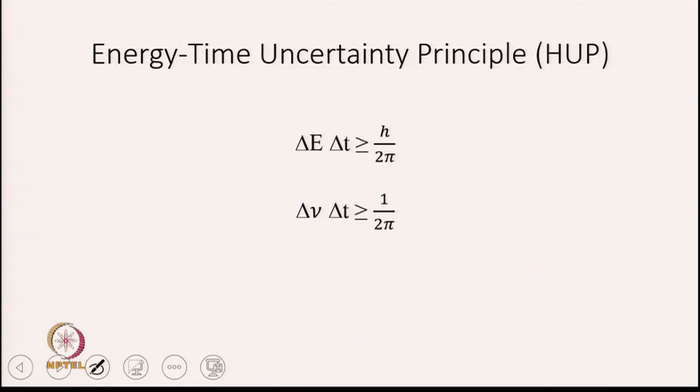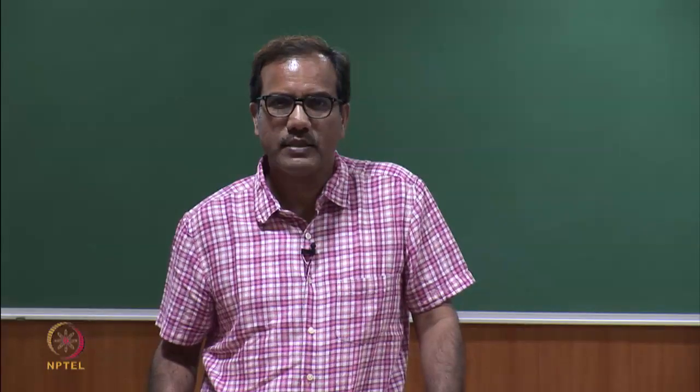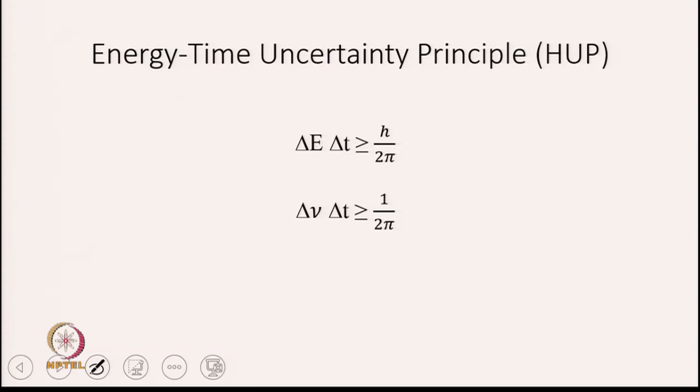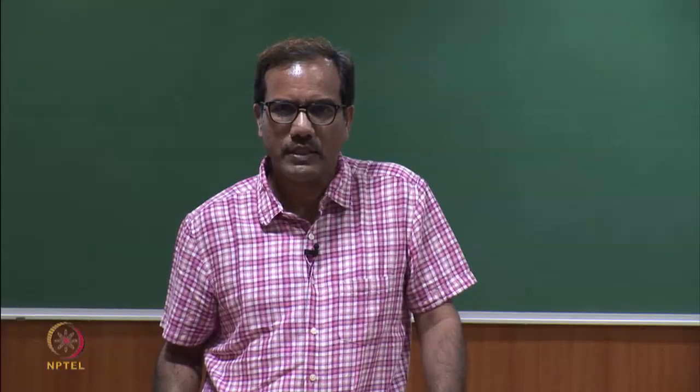The second example of the Heisenberg uncertainty principle is between two other observables, energy and time. Again, delta E into delta t will be greater than or equal to h by 2 pi, because they do not commute with each other.